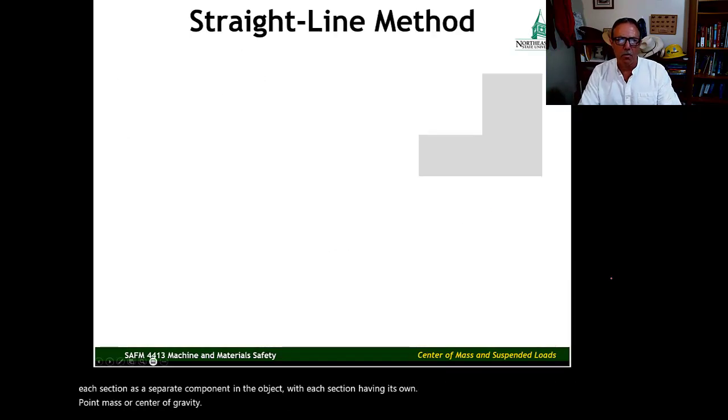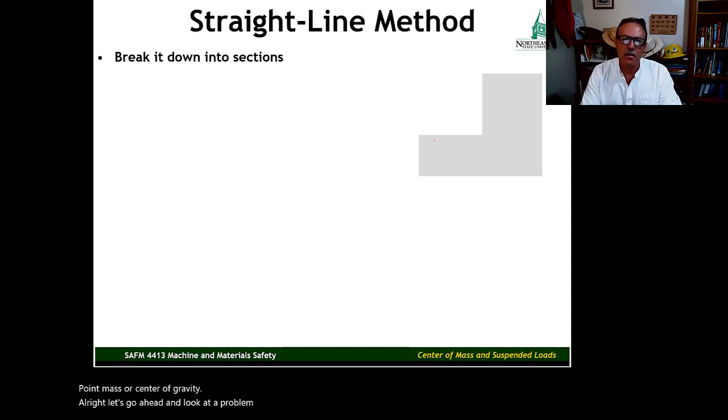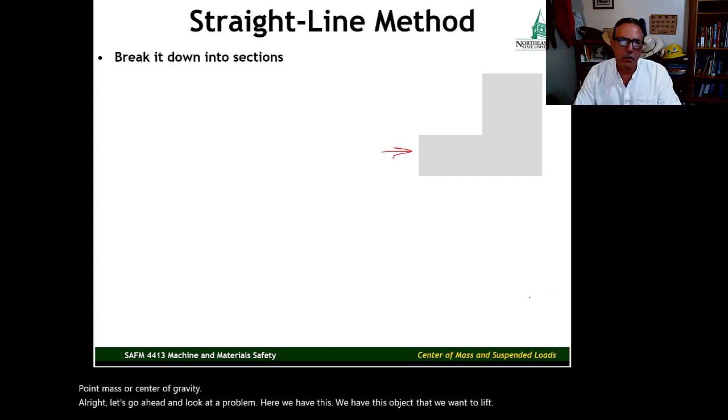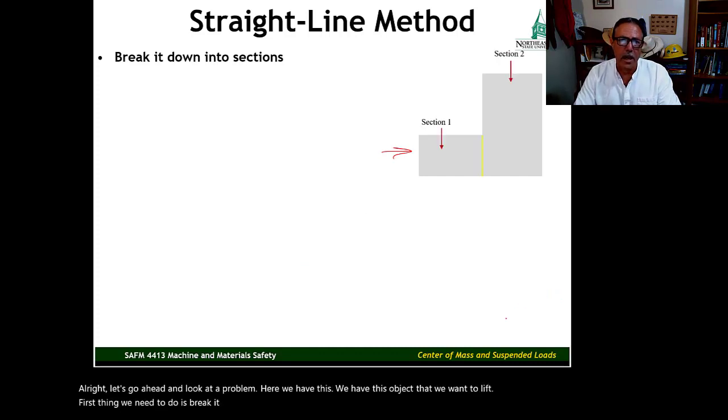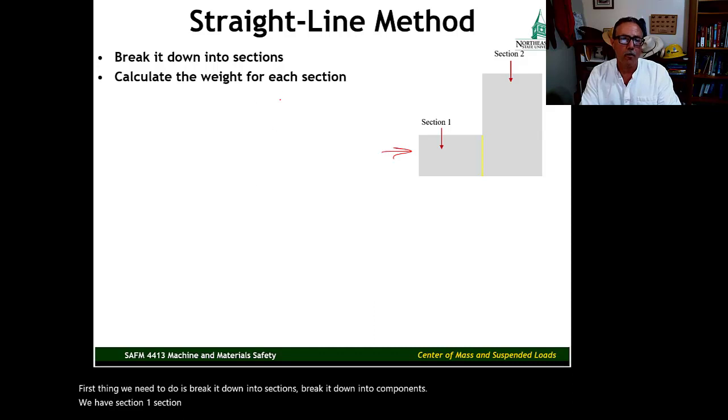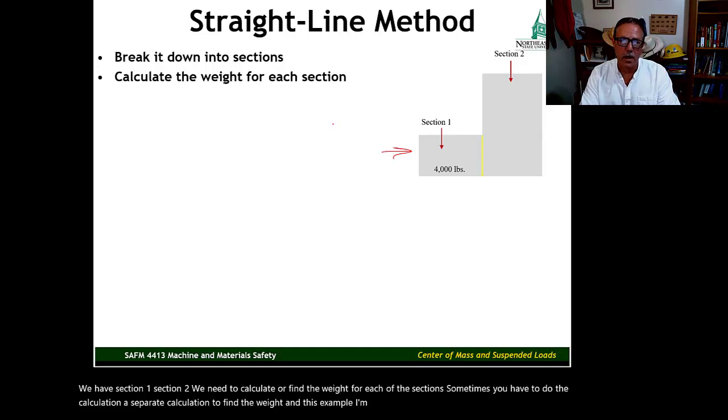Right, well, let's go ahead and look at a problem here. We have this object that we want to lift. First thing we need to do is break it down into sections, break it down into components. We have section 1, section 2. We need to calculate or find the weight for each of the sections. Sometimes you have to do a separate calculation to find the weight. In this example, we know the weights, we looked them up. We know that section 1 weighs 4,000 pounds. Section 2 weighs 12,000 pounds.